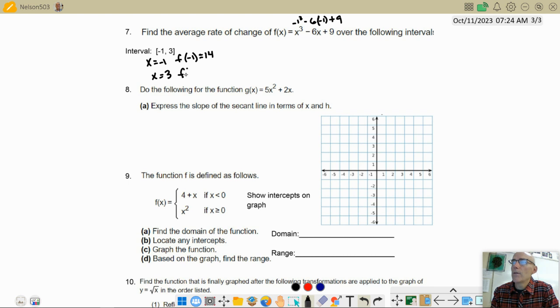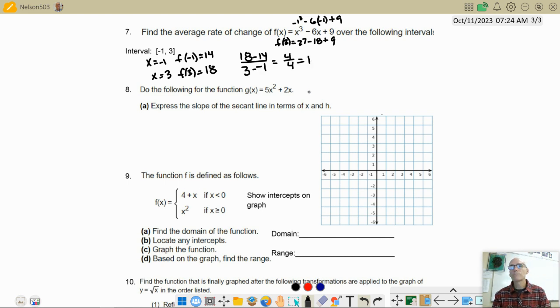When I do f of 3, I put 3 in there, I get 27 minus 18 plus 9. So that would be 9 plus 9 is 18. So I get 18 right there, right? So now these are the y values. These are the x values. I want to find the slope. So I'm going to go 18 minus 14, all over 3 minus a -1. And I end up with 4 over 4, or a slope of 1.